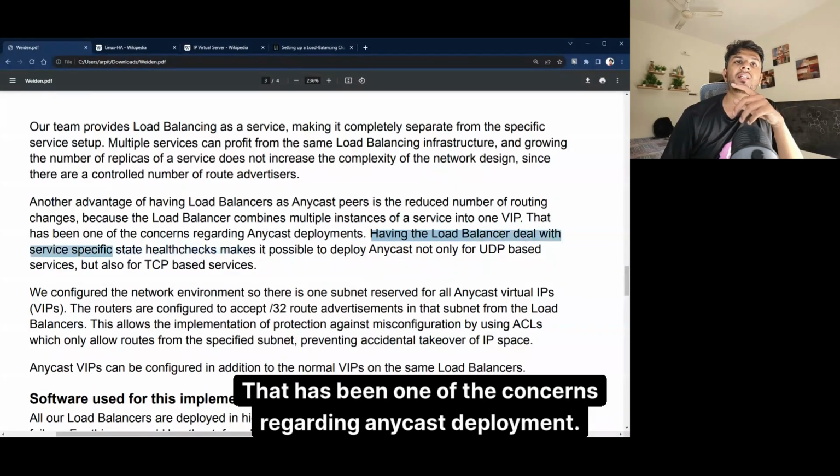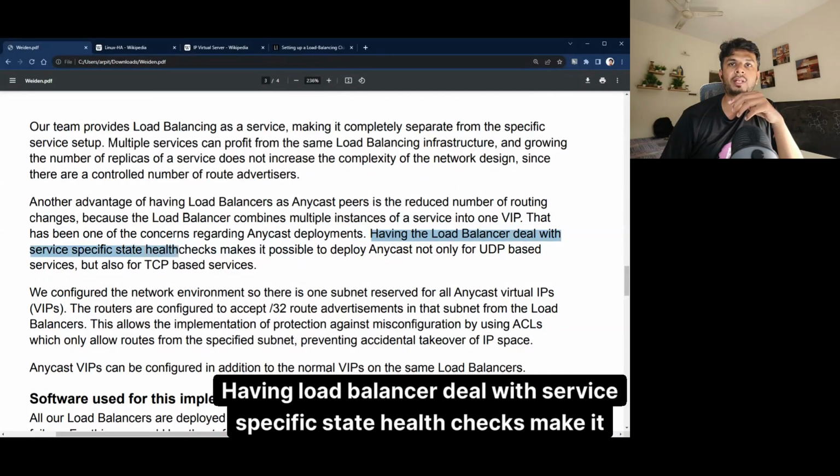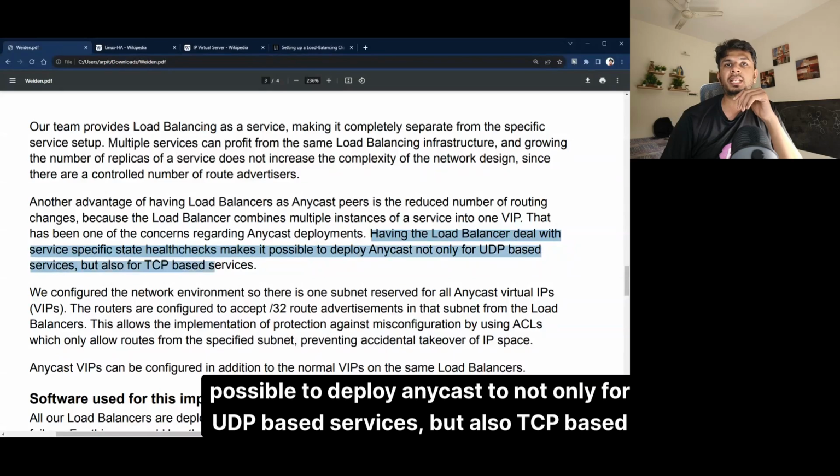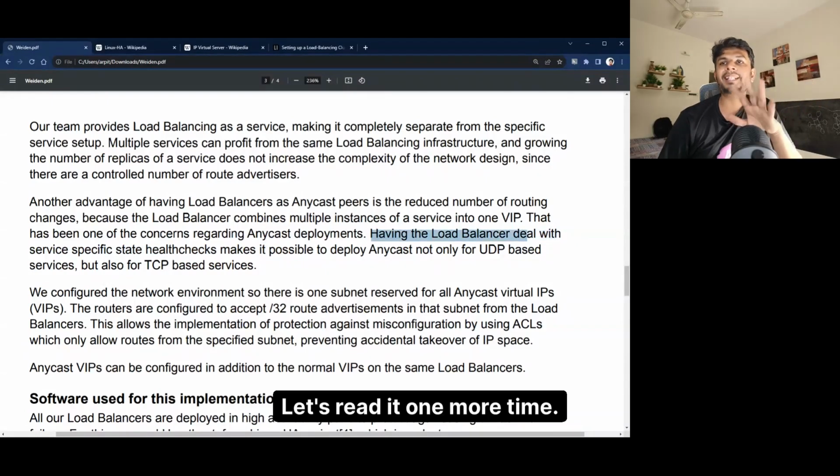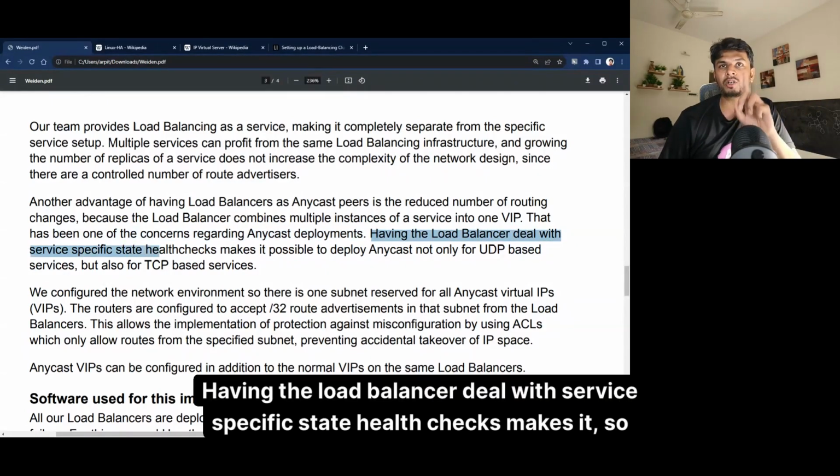That has been one of the concerns regarding Anycast deployment. Having the load balancer deal with service specific state health checks makes it possible to deploy Anycast not only for UDP based services but also TCP based services. Let's read it one more time. Having the load balancer deal with service specific state health checks makes it so.